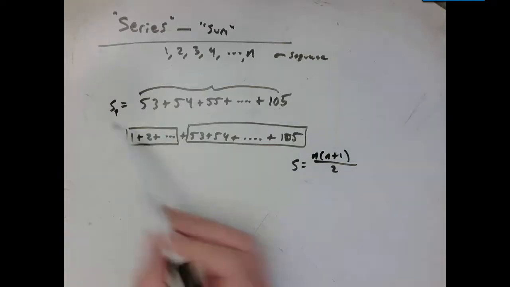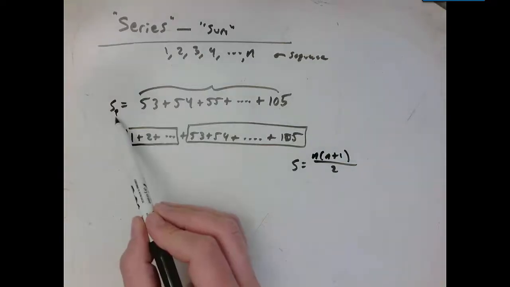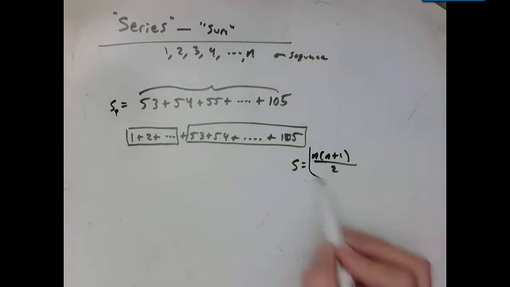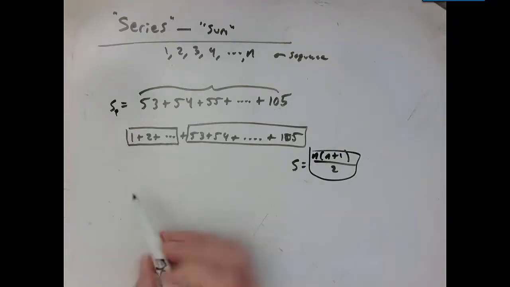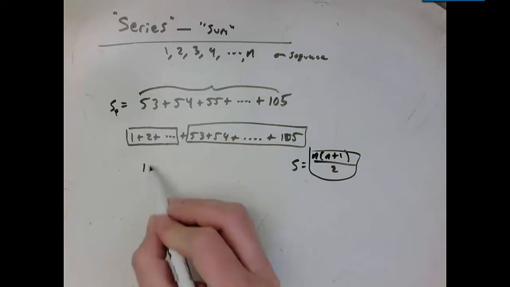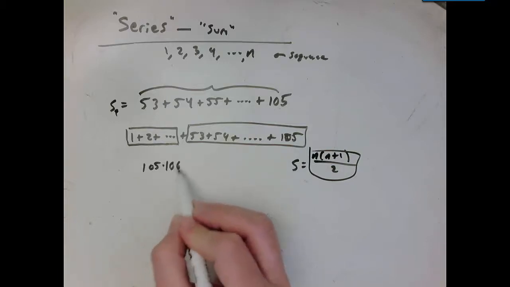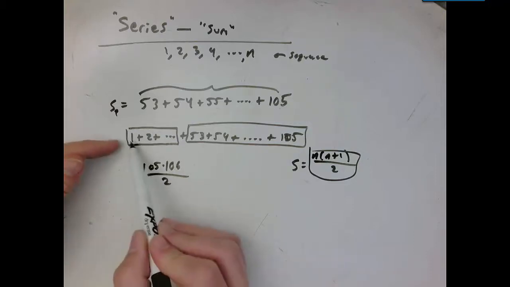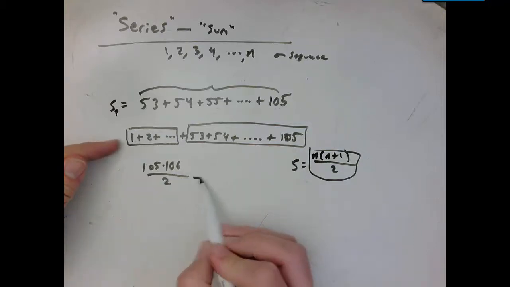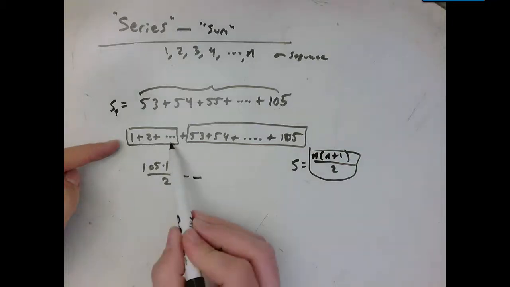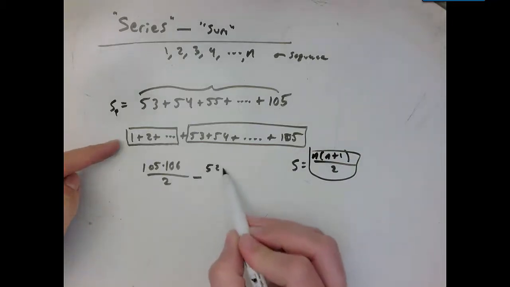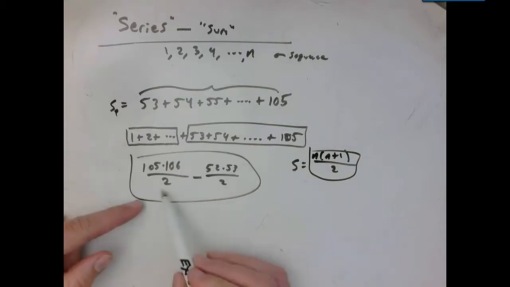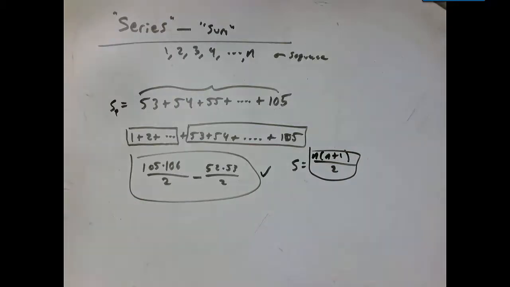So if I wanted to find out what this partial sum is, the SP, what I could do is apply this equation up to 105. So I'd have 105 times 106 over 2. So now I know this is equal to the sum from 1 to 105. And then I would subtract the sum up to 52, which would be 52 times 53 over 2. And yay, I'm done. All I'd have to do is figure out what that number is, but I've solved it.